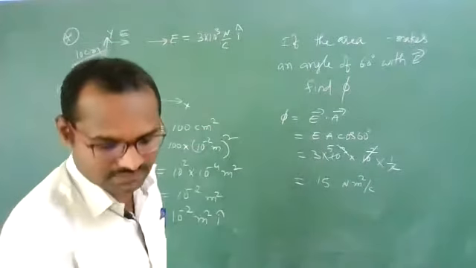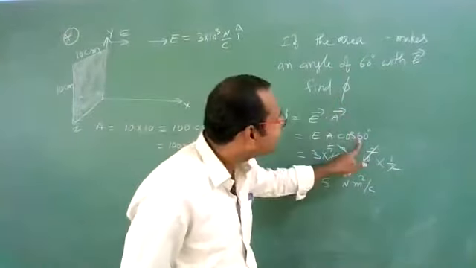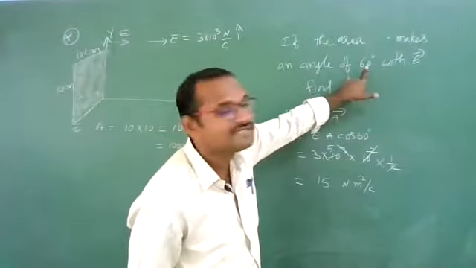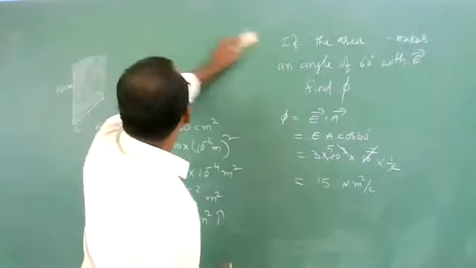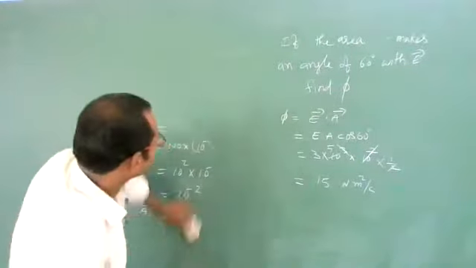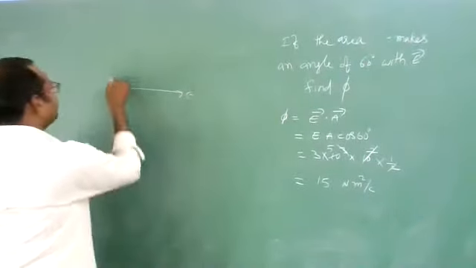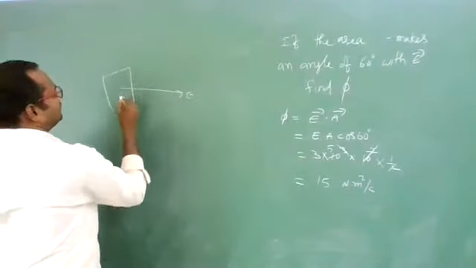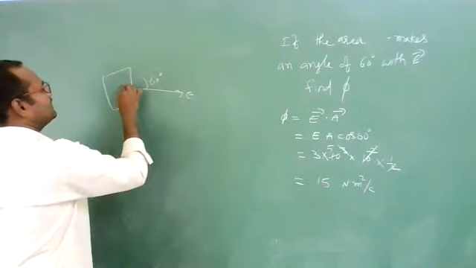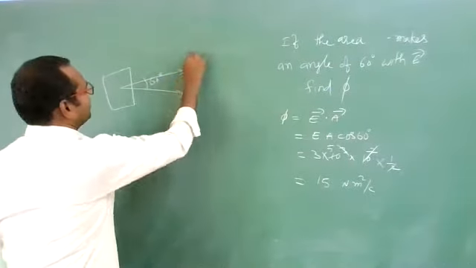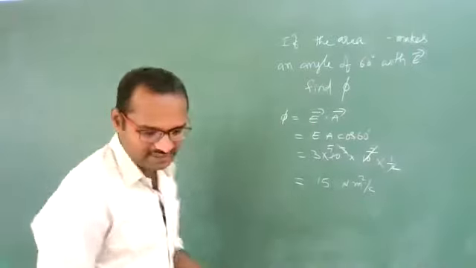Clear, students? So instead of 60, you should take 30 degrees here. If area is making 60 degrees with electric field, then area vector definitely will make 30 degrees. Imagine this is electric field and this is area. This area is making 60 degrees angle. Then area vector will make an angle of 30 degrees. You need to take that one. Here it is unable to show perfectly.